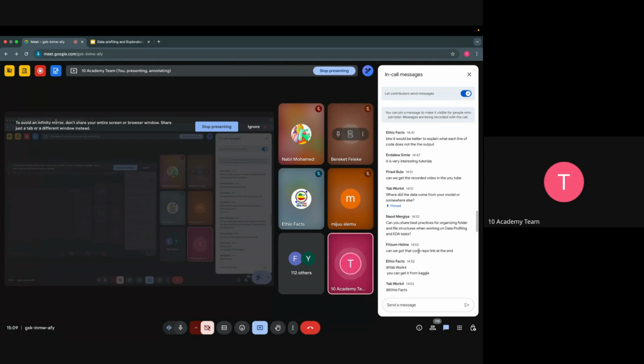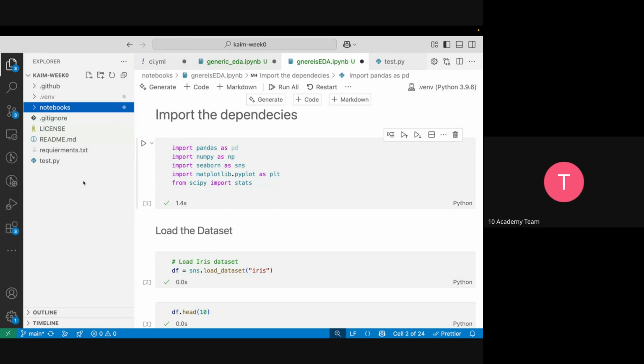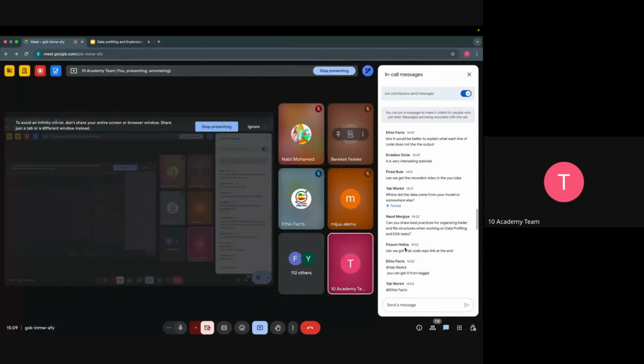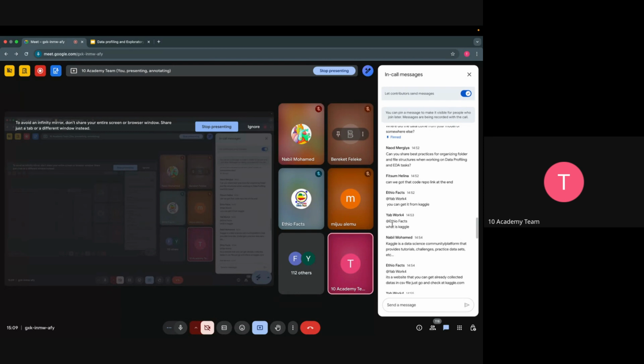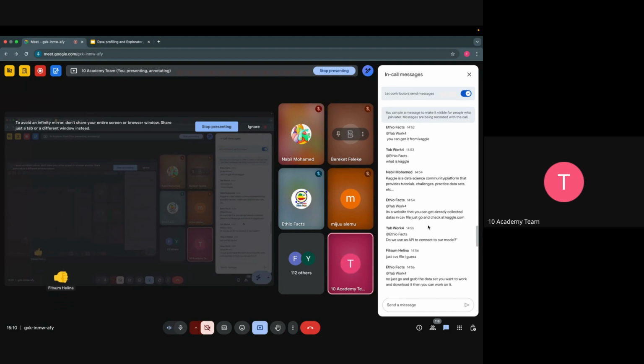Can we get the code in the repo link? Of course, I will share the notebook, but since this is a continuation from yesterday's session, what I will do is push it and share the link. Okay. I think it's answered here.